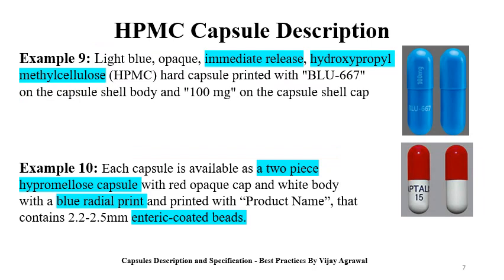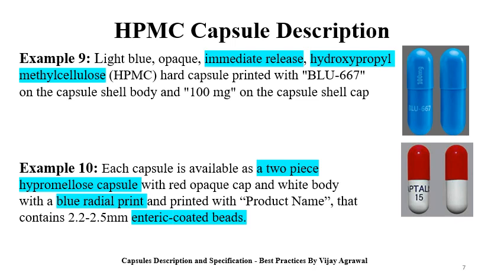Then HPMC capsule description. As I mentioned earlier, the empty capsule shells are made from gelatin and also from HPMC. See the description: light blue opaque immediate release hydroxypropyl cellulose HPMC hard capsule printed with BLU 667 on the capsule shell body and 100 mg on the capsule shell cap. Here the immediate release HPMC capsules they have mentioned.